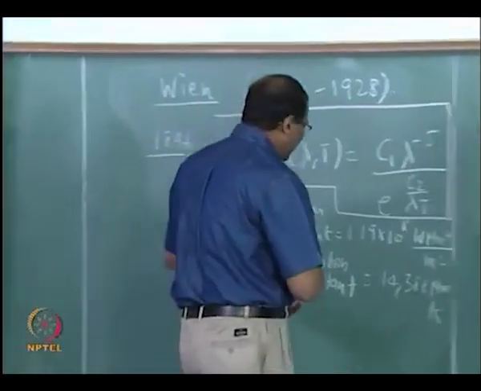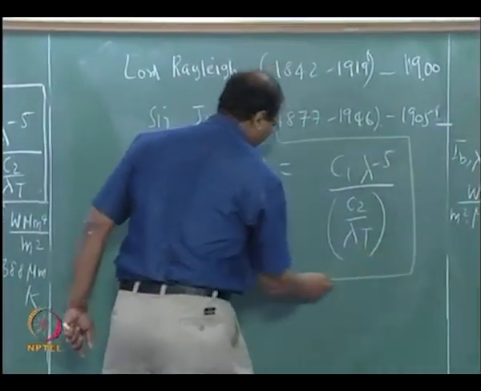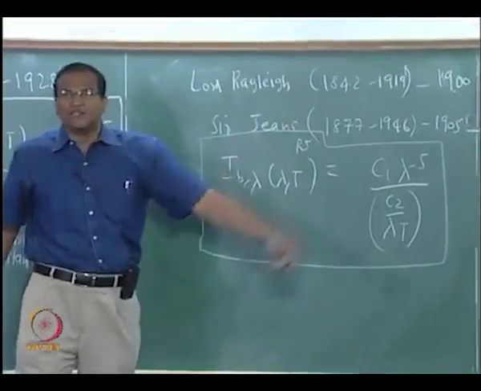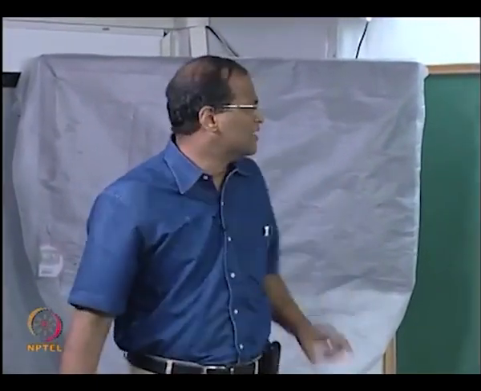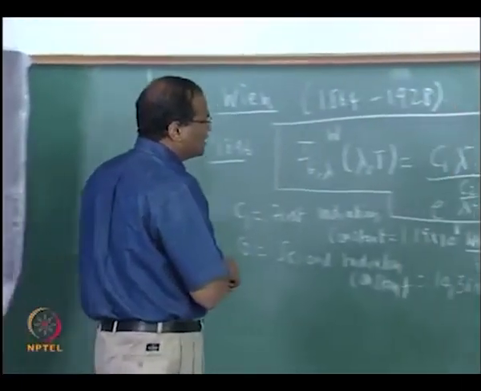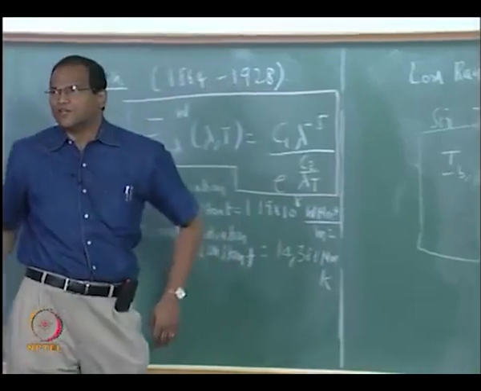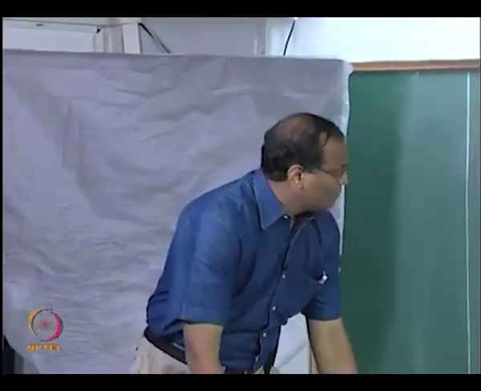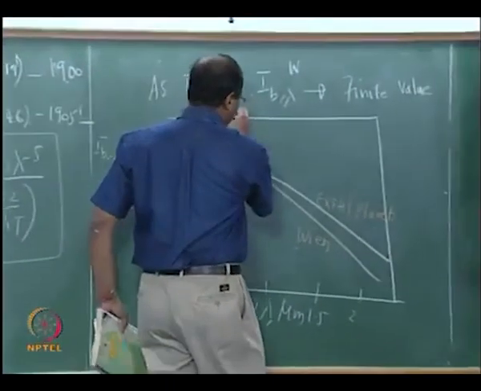Now please look at the difference between the Wien's distribution and Rayleigh-Jeans distribution. Numerator is the same, C1 and C2, the first C1 is called the first radiation constant, C2 is called the second radiation constant, the two radiation constants are the same, numerator is the same, denominator there is a departure. These fellows are saying C2 by lambda T, this guy said it is e to the power of C2 by lambda T. Okay. So what happened was the Rayleigh-Jeans distribution goes like this at 6000 Kelvin.